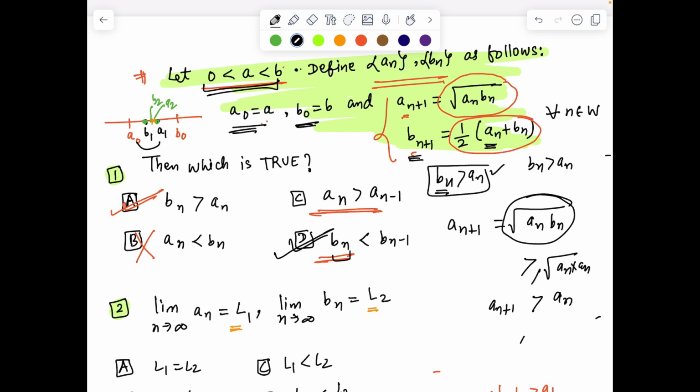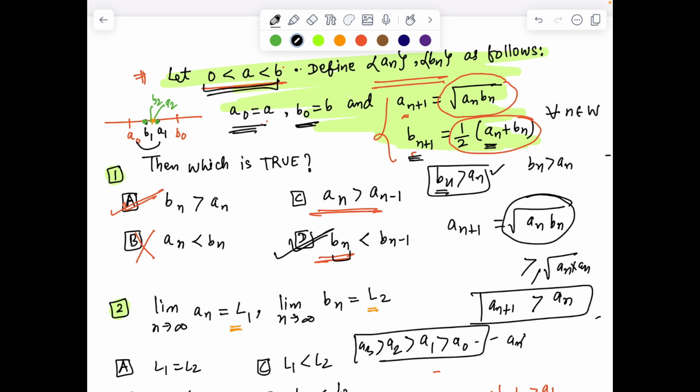So that shows A(n+1) will be more than An, which means if I put the value of, let's say, n=0, A1 is more than A0, A2 is going to beat A1, A3 is going to beat A2, and so on and so forth. So clearly A, which is this GM sequence An, becomes an increasing sequence. So that shows option C is also correct. So the final answer for the first question was A, C, D.